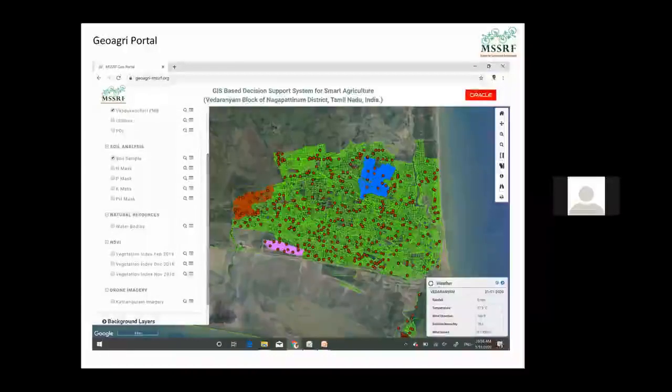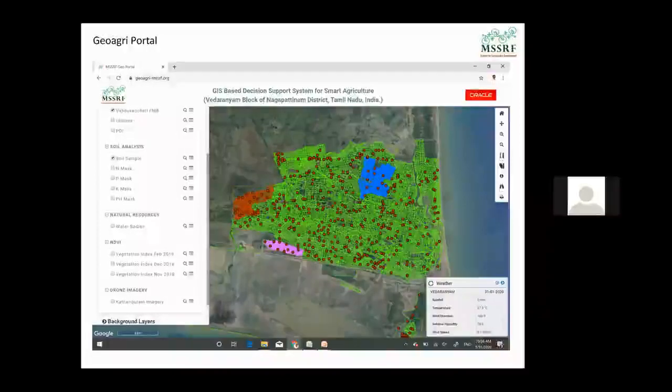And we have our own weather station placed in the block. We are collaborating with the Tamil Nadu Agricultural University also for the weather modeling part. We are giving a real time weather forecast every 30 minutes. We are getting data regularly, and it is updated in the dashboard also.